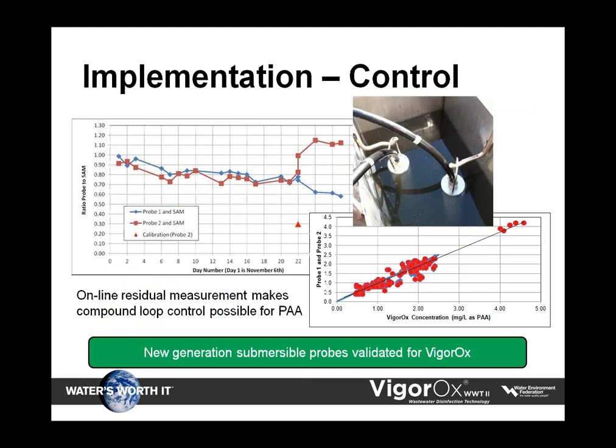On the control side, we moved from flow-through cells to the latest generation of submersible probes to eliminate line fouling issues. We conducted extensive testing of candidate probes at our lab and are in the process of obtaining a third-party validation of the accuracy and reliability of this latest probe for Vigorox residual measurement. Having the ability to measure PAA residual online is critical for consistent implementation of the technology, since it allows monitoring for reporting purposes and feed rate control based on compound loop schemes.